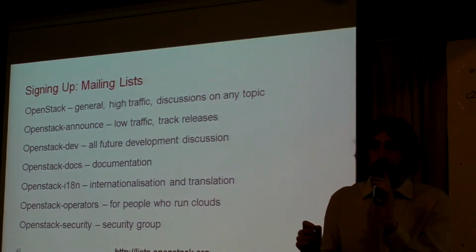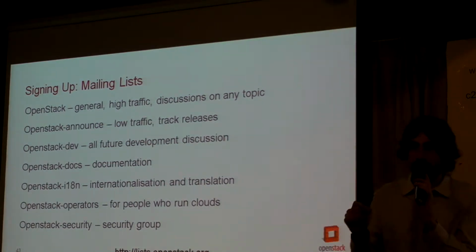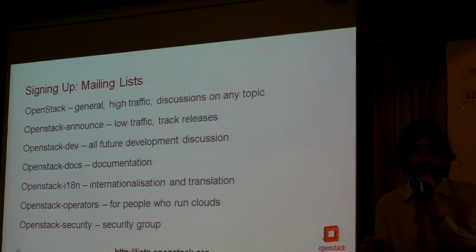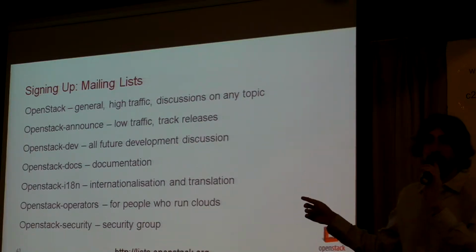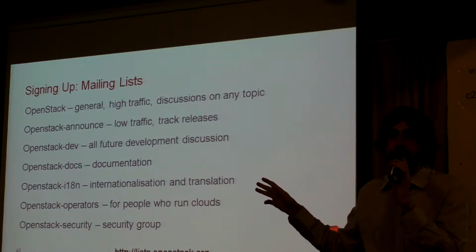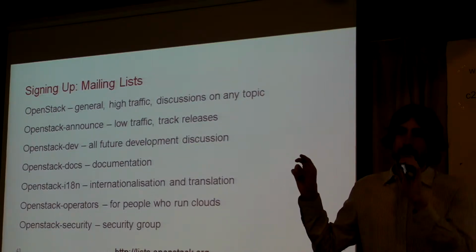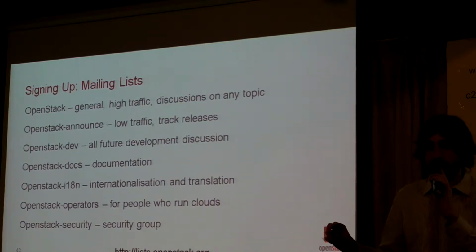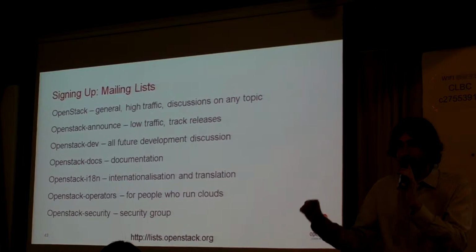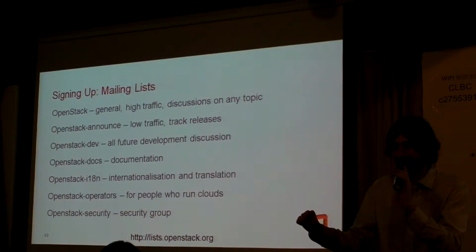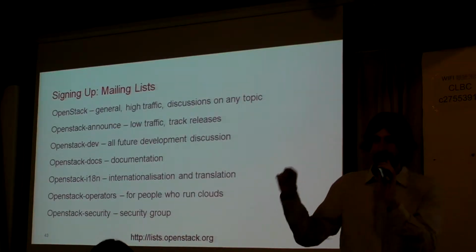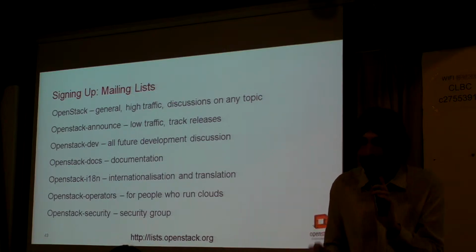OpenStack has a lot of mailing lists, and some of them are very, very high traffic. The OpenStack development mailing list, I think, gets maybe 20,000 emails a year. If you're signing up for a mailing list with OpenStack, please make a filter in your email client first. Pro tip, filter first, then sign up. A lot of email.